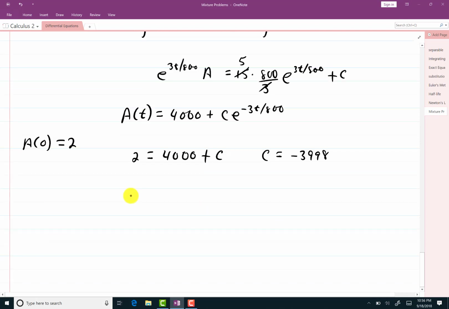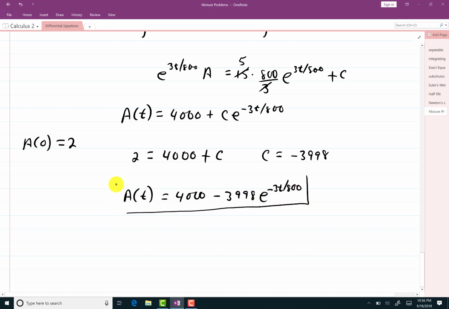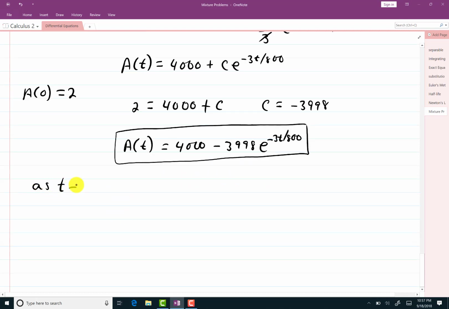So my formula then, A of t will equal 4,000 minus 3998 e to the negative 3t divided by 800. As t goes to infinity, A of t goes to 4,000. So the most that that tank can handle is 4,000, and this will go up if you actually drew it. 4,000 would be a horizontal asymptote, and the graph would curve up to that asymptote, not touch it, but it would curve up to it and tend to it.